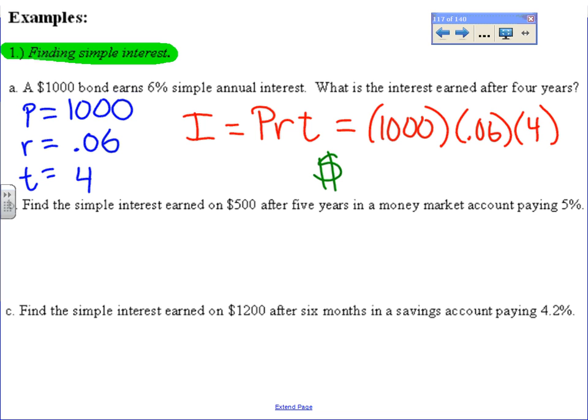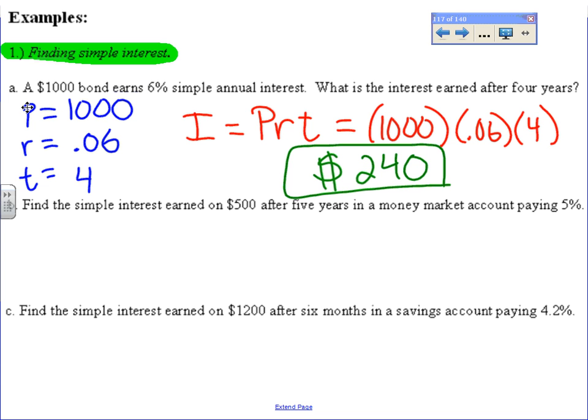Good, 240. So now this is not your balance. This is just the interest that you've earned. So on top of the $1,000 bond that you invested, I'm assuming in this example, you've earned interest of $240, and that's after 4 years. Questions on that one? Okay, let's go to letter B.